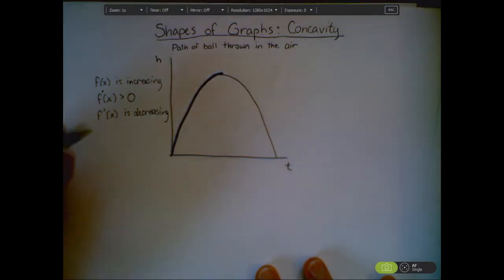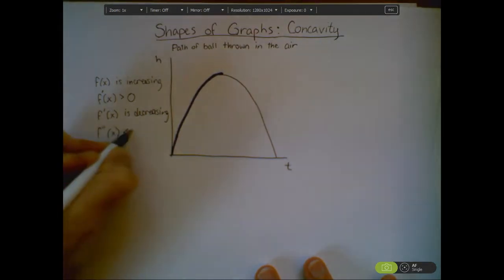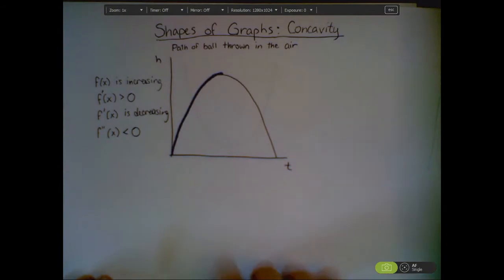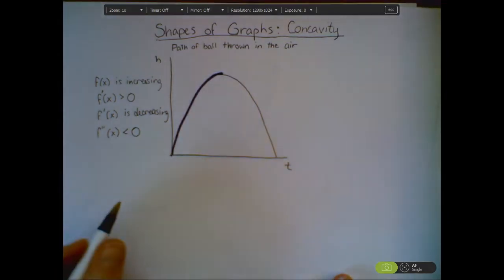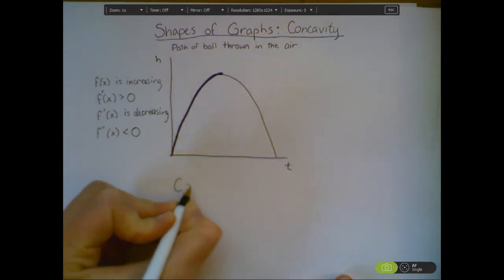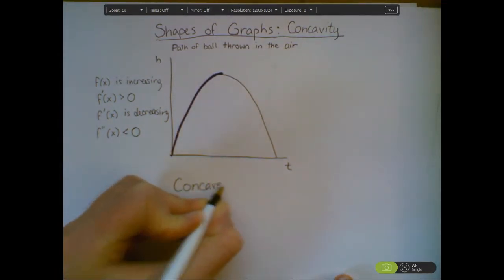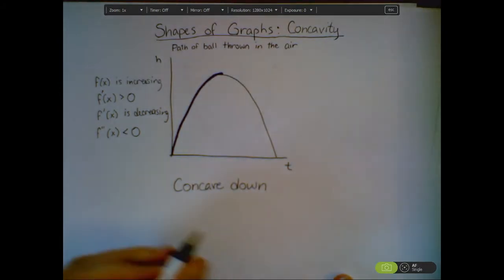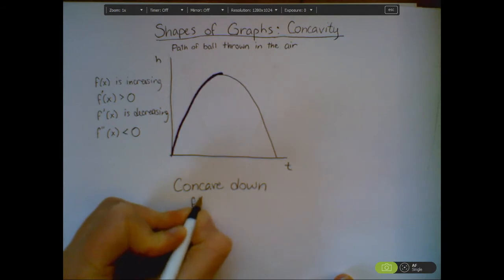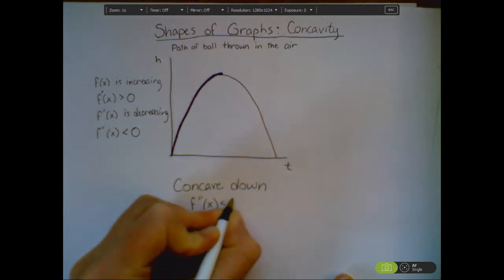Another way to say this is that our second derivative, the rate of change of the tangent line, is negative. And we have a word for that. That word is saying that because our second derivative is negative, we say that this graph is concave down. I'll write that down here. And our other definition of concave down is that our second derivative is less than 0.